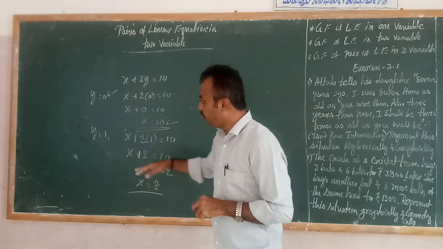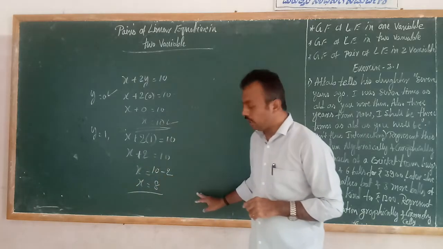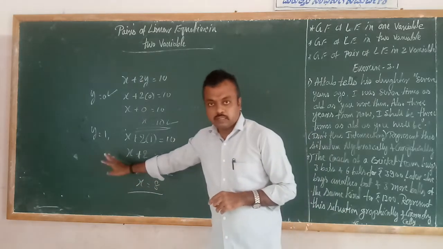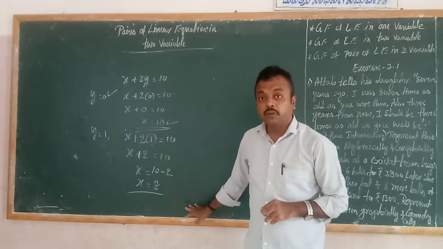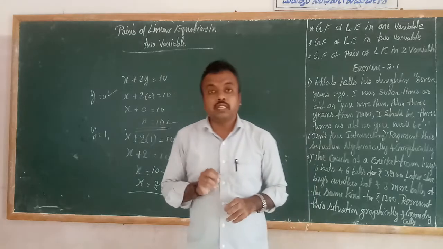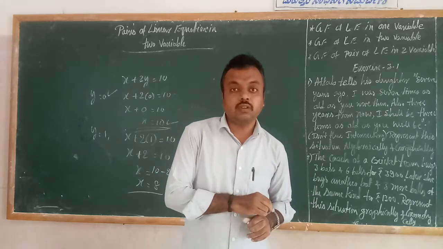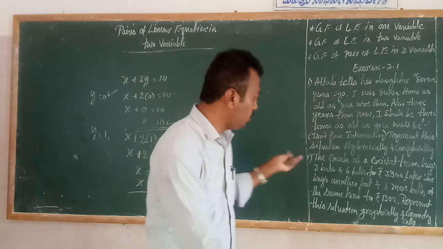Because if you give the y value, the x value will exist. Otherwise, if you give the x value, the y value will exist. Therefore there are infinitely many solutions for linear equations in two variables. Okay, this is one method.